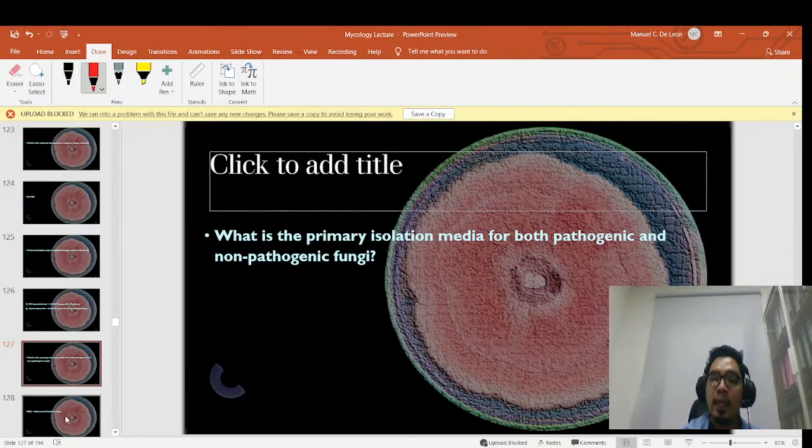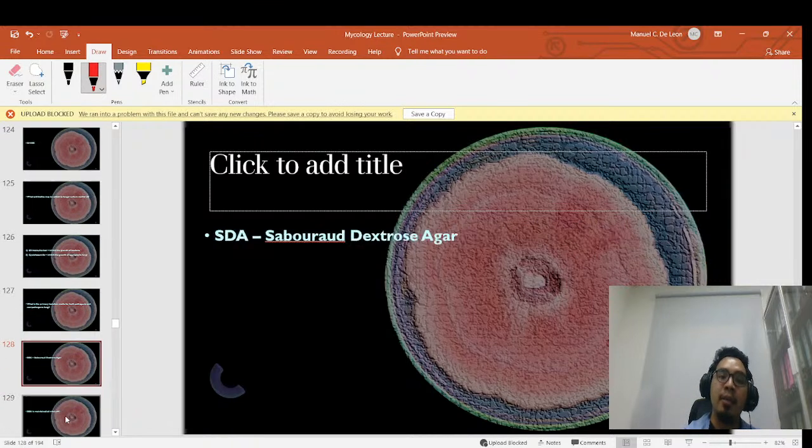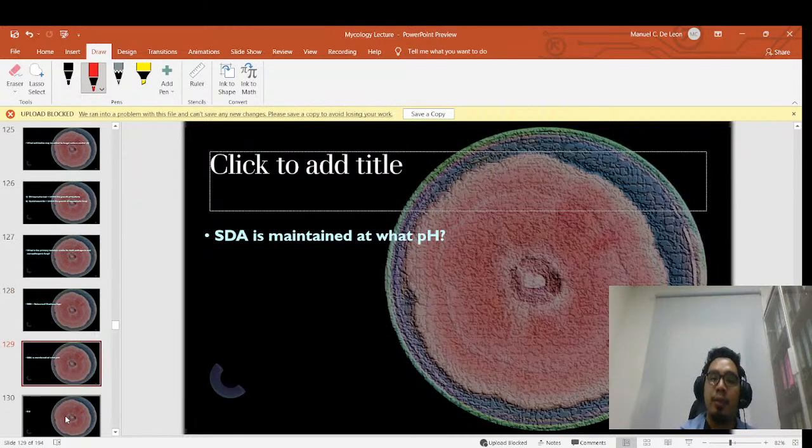So, primary isolation media, SDA. What do we mean by SDA? Sabouraud dextrose agar. Sabouraud, however you want to say it. That's how you do it. And it's maintained at a pH of 5.6.